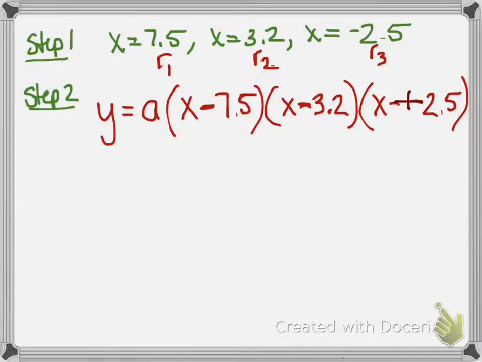So the equation right now is a times x minus 7.5, x minus 3.2, x plus 2.5. So now here's that step where we have to find a. So step 3, we're finding a. And it says to find another coordinate pair, and then we're going to plug it in.